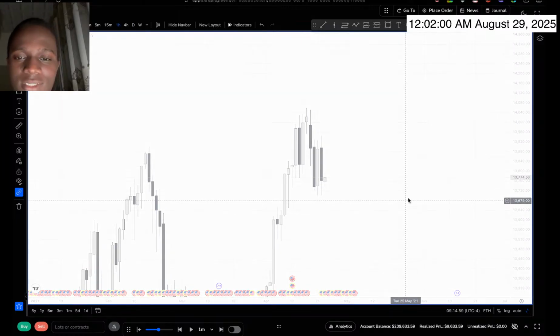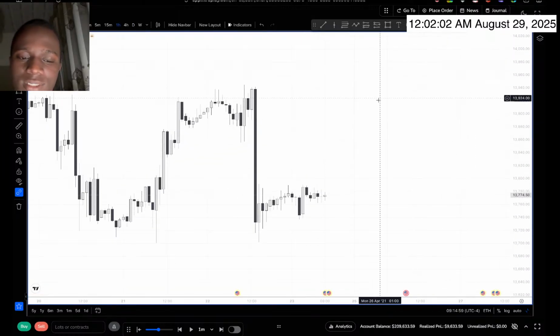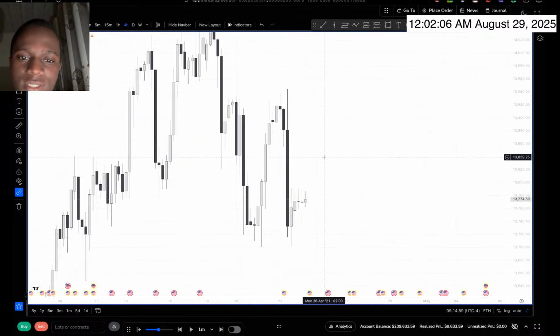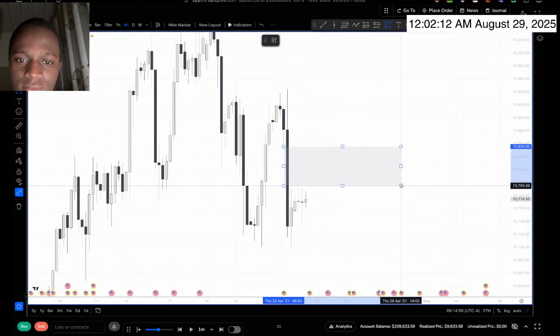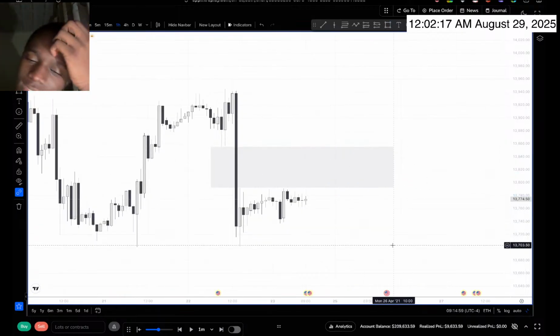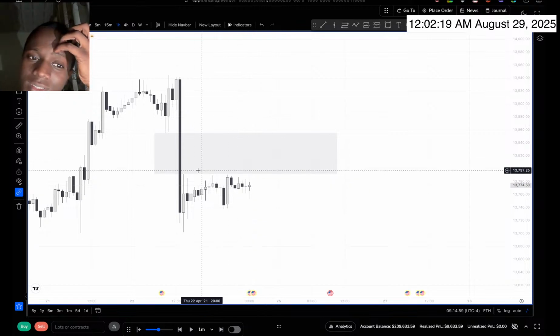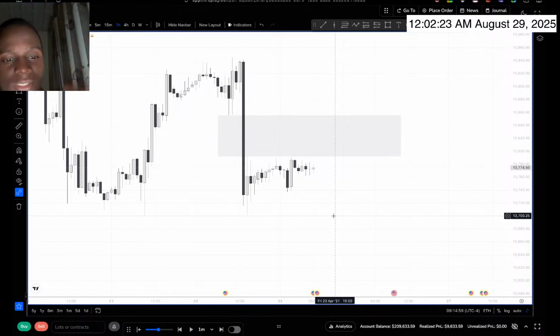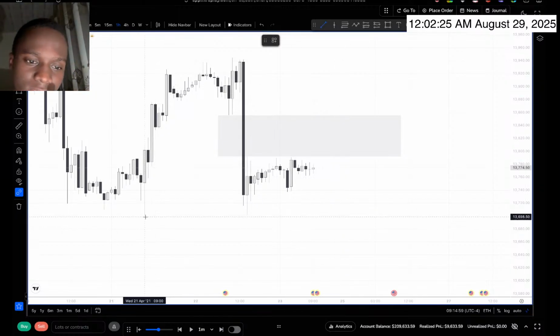Now on 1H, well, let's start with the 4H though. Here has a huge gap. Next, let's see price expand into here, take out these highs, then drop lower. I'm not looking for much. This is relatively close.